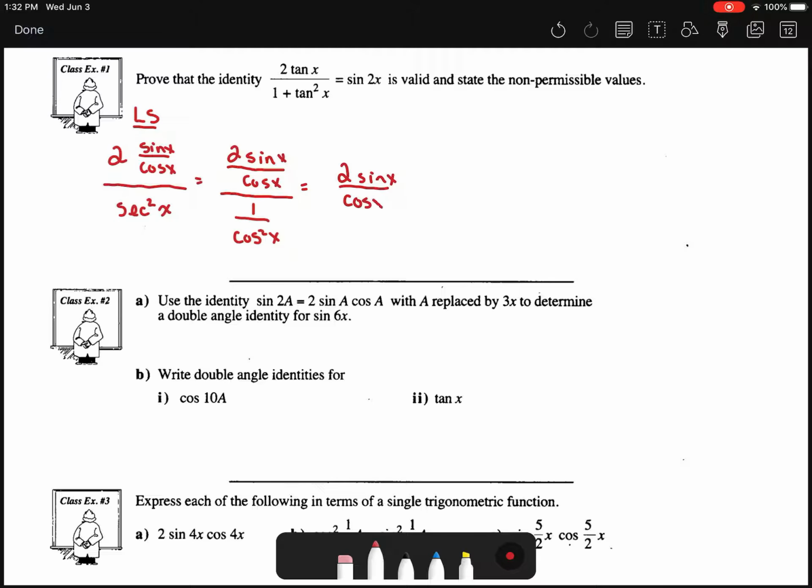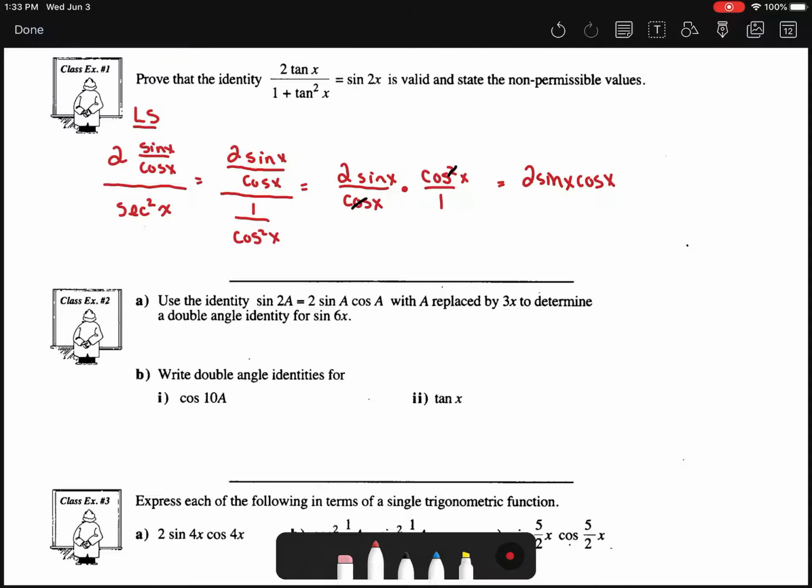Instead of dividing by 1 over cos squared of x, I can multiply by the reciprocal, which will be cos squared of x over 1. So what happens at this point is the squared cancels with the cos of x here, leaving me with, in the numerator, 2 sine x, 1 cos x, and in the denominator, the number 1.